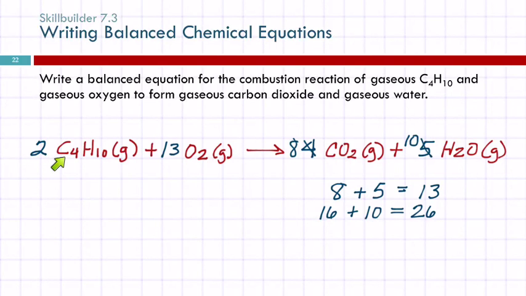So then I check it. 2 times 4, 8 carbons. 8 times 1, 8 carbons. 2 times 10, 20 hydrogens. 10 times 2, 20 hydrogens. 13 times 2, 26 oxygens. And here I've got 2 times 8, that's 16, plus 10 times 1, that's 26. Any questions? This is something that takes practice.